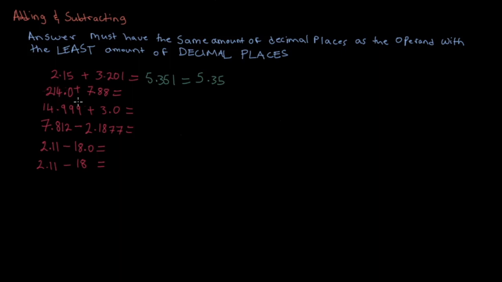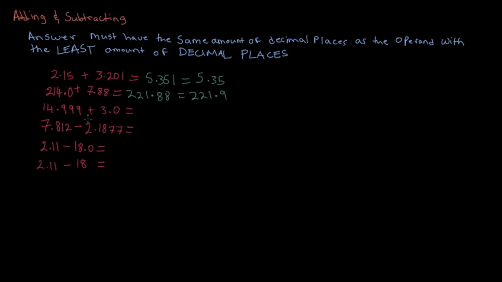Okay, so 214 plus 7.88. We punch that into our calculators, we get 221.88. Right? 221.88. Now, which operand here has the fewest amount of decimal places? Well, 7.88 has 2 decimal places, whereas this one here has only 1 decimal place. So our answer should have only 1 decimal place. That means we're going to drop this 8 and round this to 9. So our answer should be 221.9.